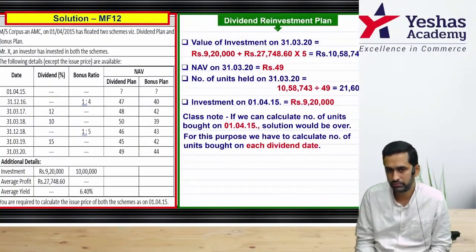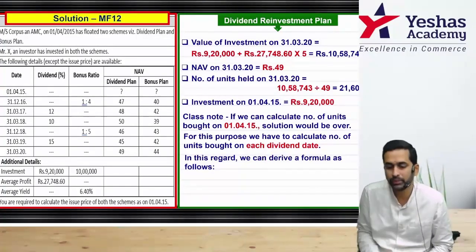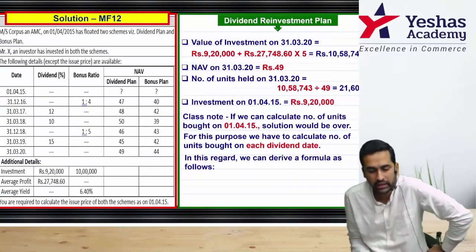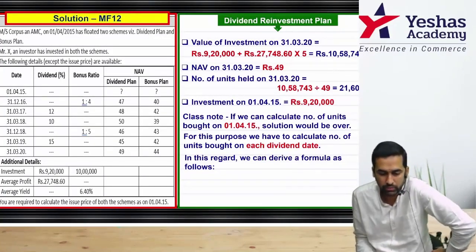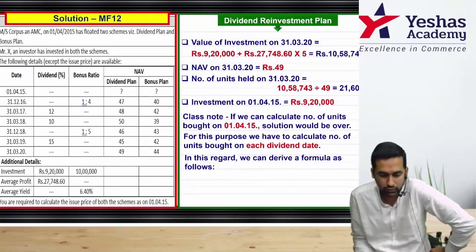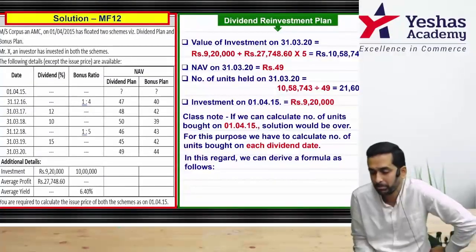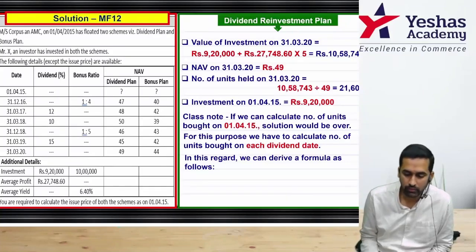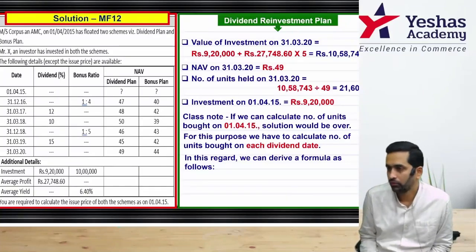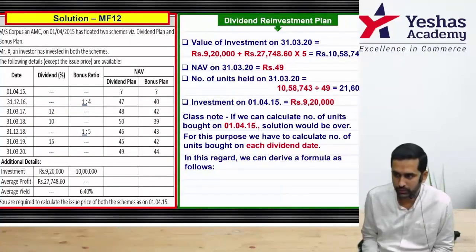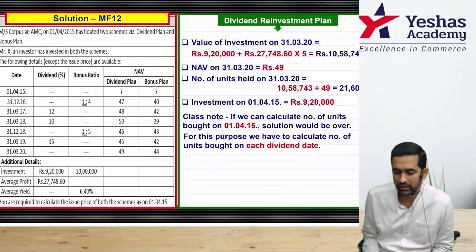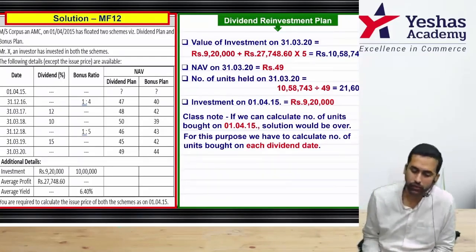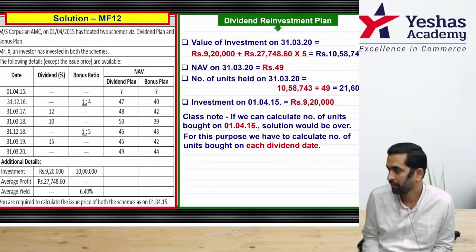Did you understand? Now copy this class note. If we can calculate the number of units bought on 1/4/2015, then the solution would be over. For this purpose, we have to calculate the number of units bought on each dividend date.